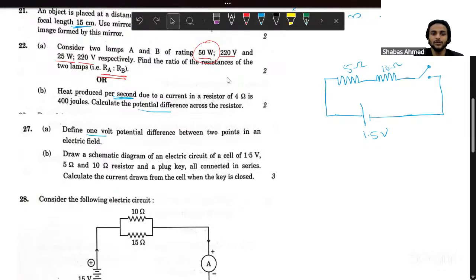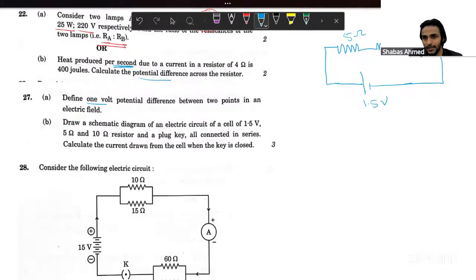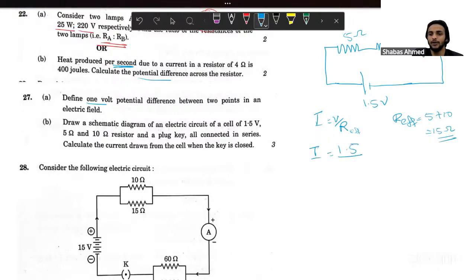Calculate the current drawn from the cell when the key is closed. If I close the key, some current will be flowing through it. To find the current, we can use Ohm's law. I equal to V by R, but here the R is R effective. So first let's find the effective resistance. Both the resistances are in series, so it is 5 plus 10, that is equal to 15 ohm. Therefore, I will be equal to 1.5 by 15, that is equal to 0.1 ampere. Very simple question, right?